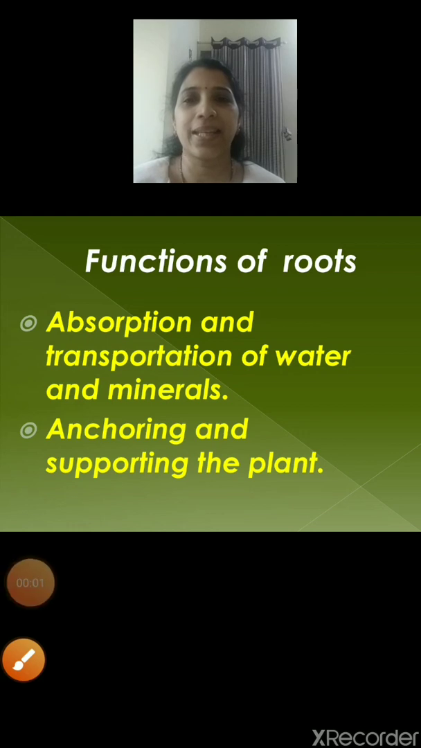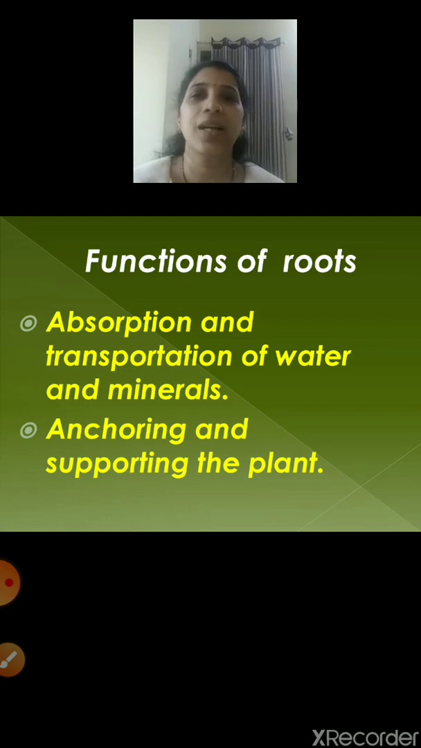So now let's recap what we had studied today. First we saw the radicle. The part that grows from inside the seed towards the soil is called the radicle. And the part that grows above the soil is called the plumule.